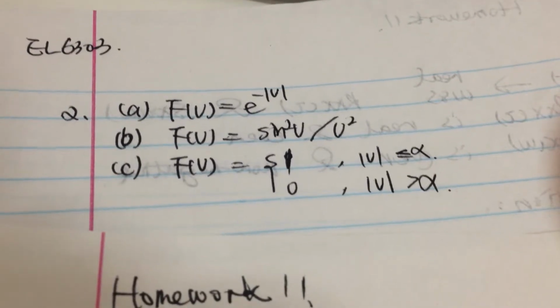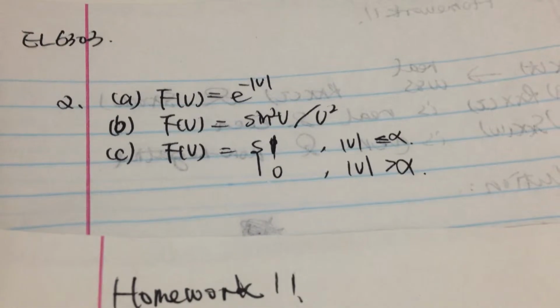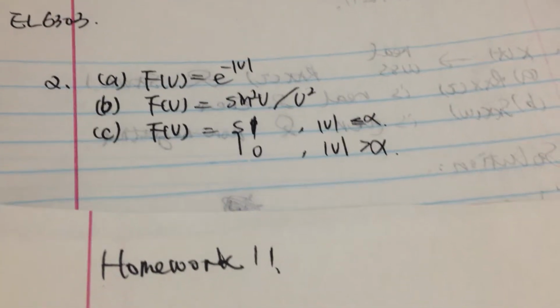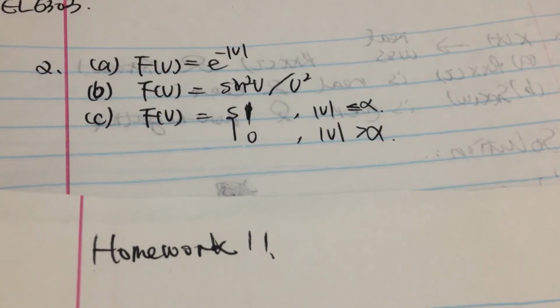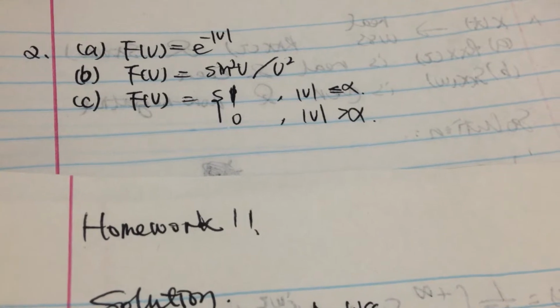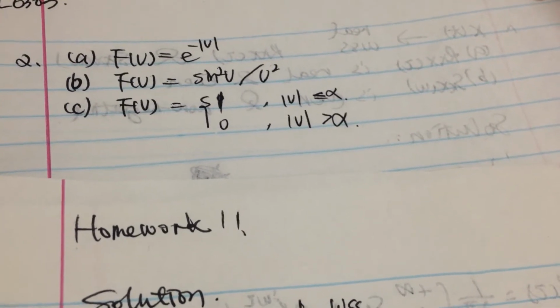I make this video for my class EL6303, and here's the second question in my homework 11. In this question, we need to distinguish whether this function could represent an autocorrelation function of a WSS stochastic process or a spectral density function.